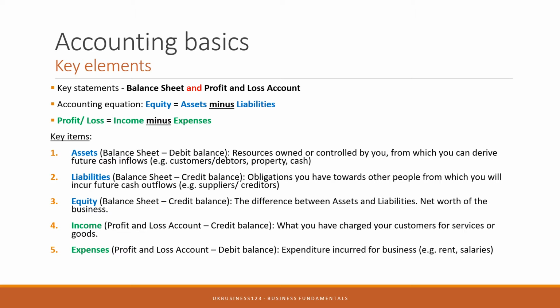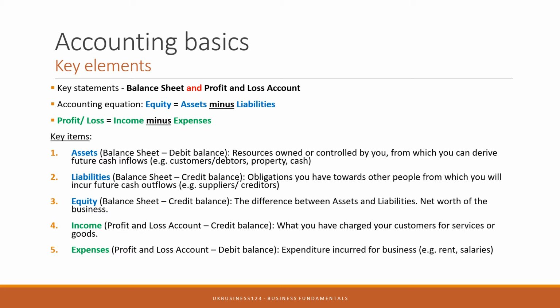The balance sheet shows the state of affairs of the business, or a snapshot of the net worth of the business at a point in time. The profit and loss account shows the result of running the business over a period of time. Now, a business is run for profit or loss. So profit or loss is the difference between income and expenses. If your income exceeds expenses, it means that you have made a profit. The opposite is a loss.